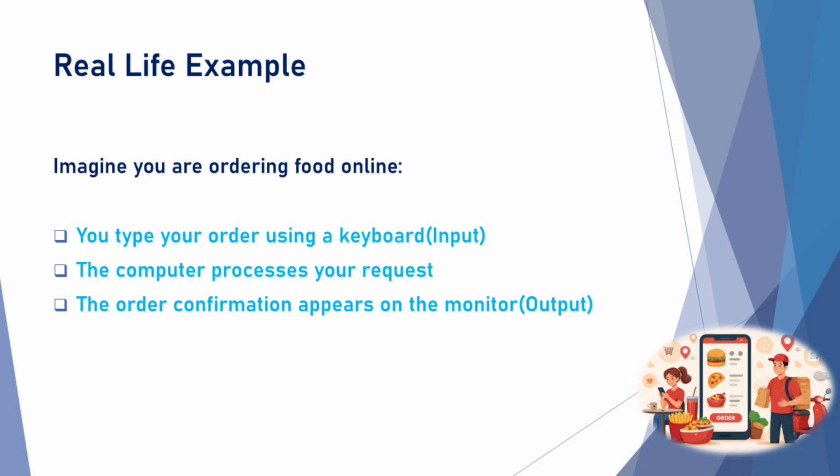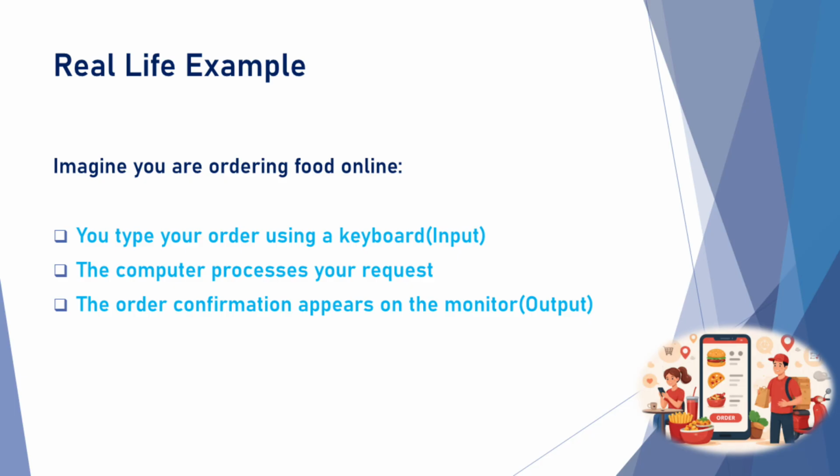The computer processes your request by checking the restaurant and your order details. Finally, it displays the order confirmation on your screen. This confirmation is the output. In between the order that you have placed and the showing up of the confirmation, there is a process which is done inside the computer. Okay, and that processing part we will see later. So the process is input, processing, and then output.